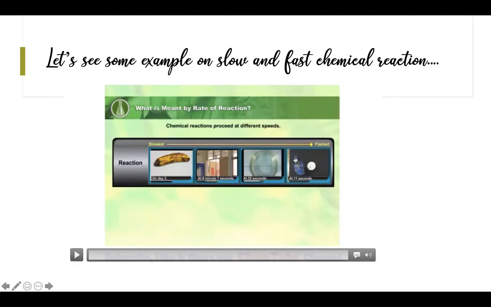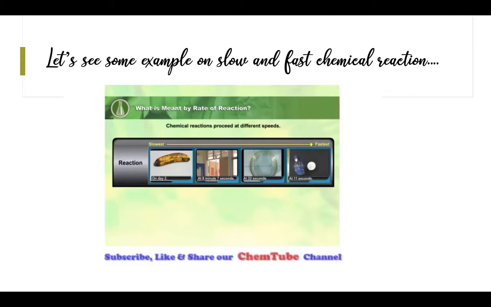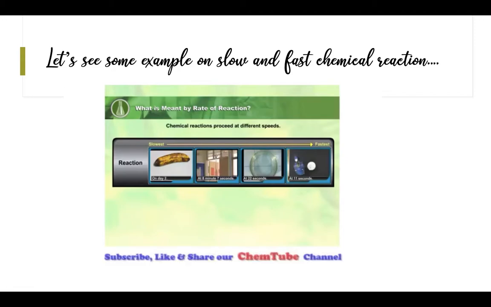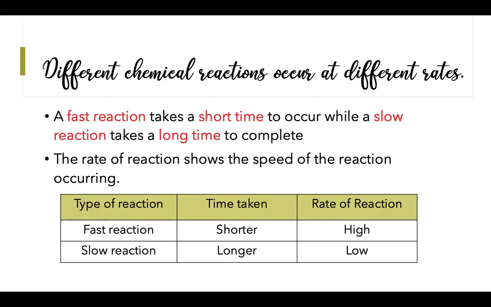For video number 3, it shows a reaction between an alkali metal and water. It took only 22 seconds for the alkali metal to completely dissolve and produce an alkali solution. So we consider it the third slowest reaction. And last one, the ripening of a banana. This process took 2 days, so it is categorized as the slowest reaction. So different chemical reactions occur at different rates.